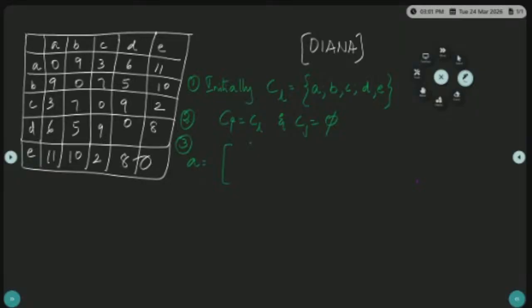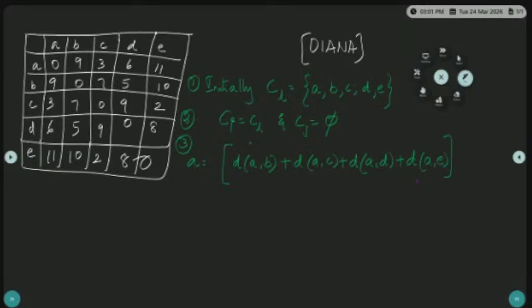See here, what is the distance of A comma B? A comma B, A comma C, A comma D, A comma E. Plus D of A comma C plus D of A comma D plus D of A comma E.